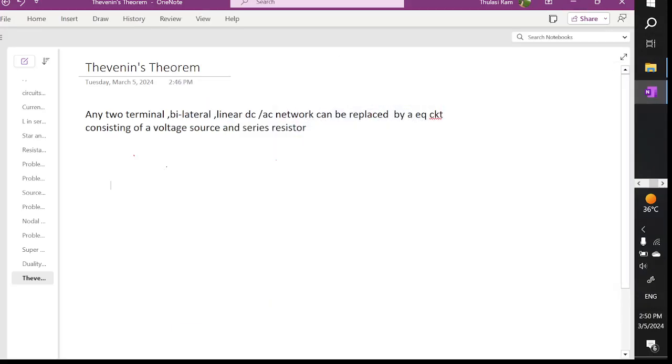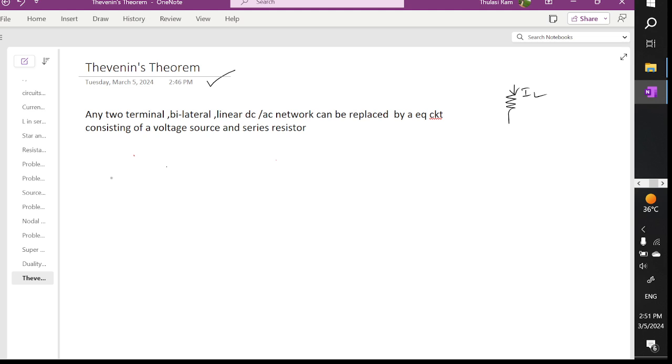Hi, good evening everyone. Today, let's learn about some resistance reduction techniques, or network reduction techniques, called Thevenin's theorem. The purpose of these theorems is if you want to find the current across any branch. So I want to find the current across this branch.